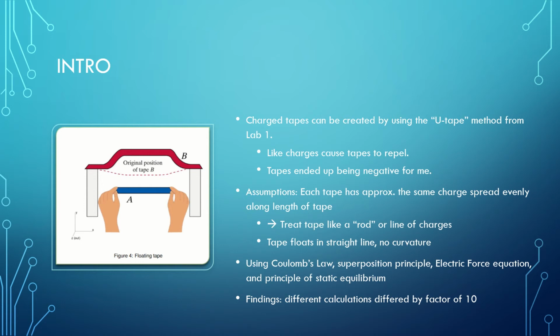To introduce this lab, we're basically doing the same procedures that we did in Lab 1, and we're using the U-tape method to create charged tapes. Both my tapes actually ended up being negative for me, and I observed that they repelled each other.